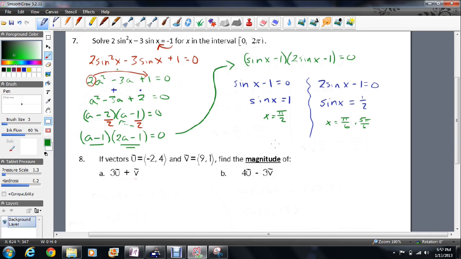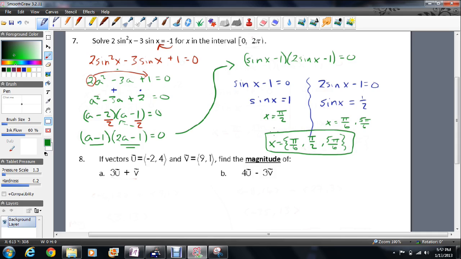So our three answers, typically we would write them all together in this little curly brace notation. We usually write least to greatest, so the smallest value here is pi over 6, the next value is pi over 2, and our largest value is 5 pi over 6.